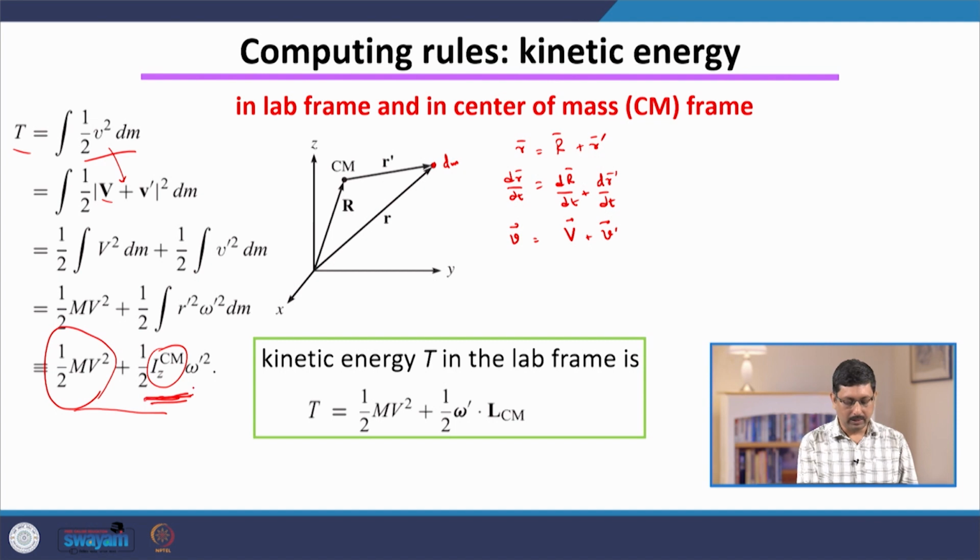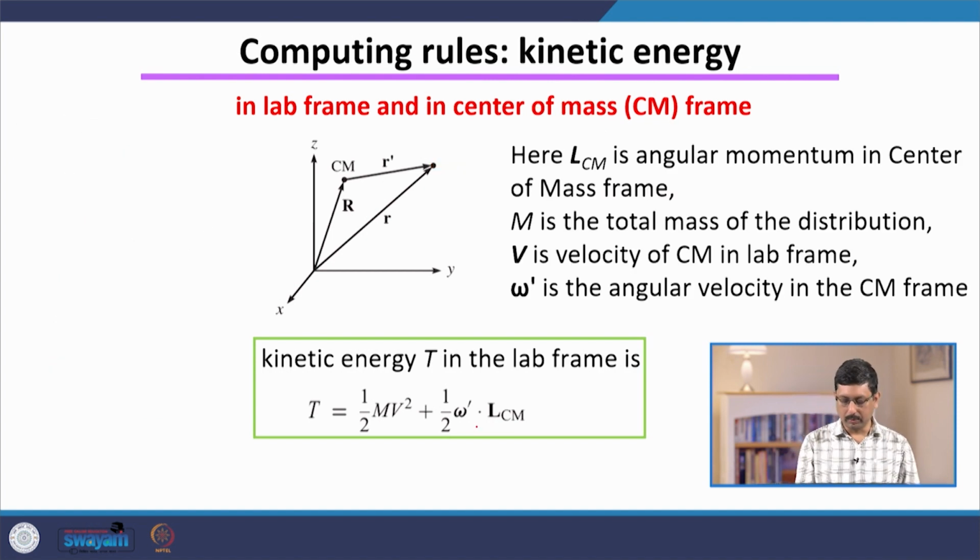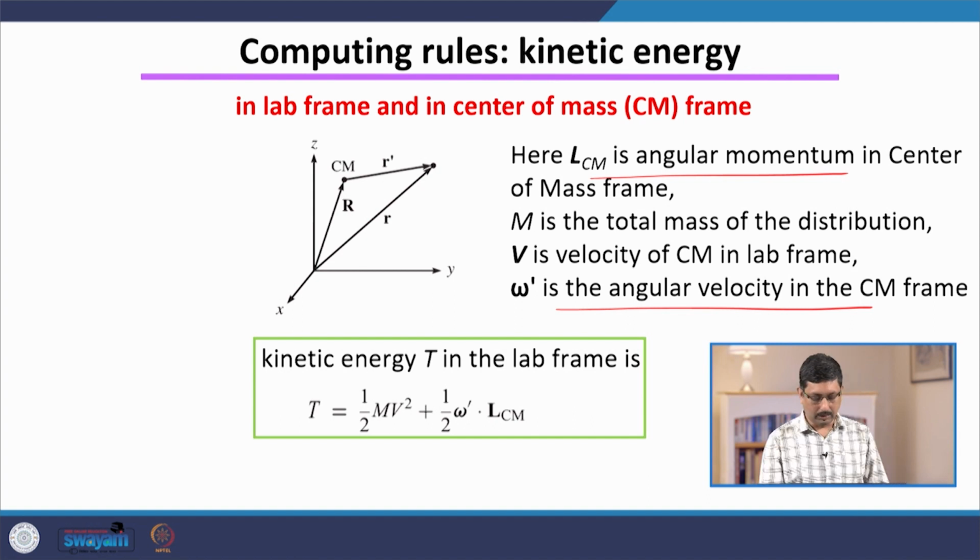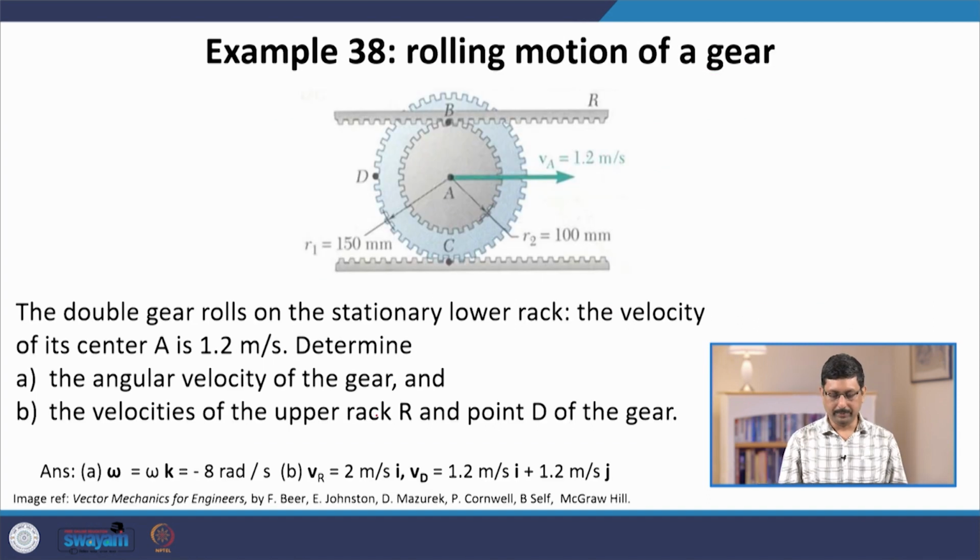So, this piece is the kinetic energy due to rotation about the center of mass, and using L equal to I omega, you can also write this in the form omega times L. So, it is the dot product between the vectors omega prime, which is the angular velocity in the center of mass frame, and the angular momentum in the center of mass frame. The other notations are explained already. Let us now apply these rules systematically to solve problems, because our goal is always to develop a method to solve problems.